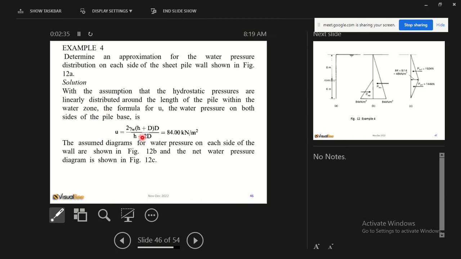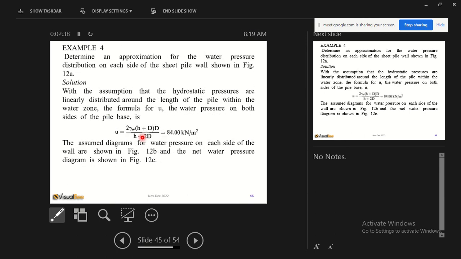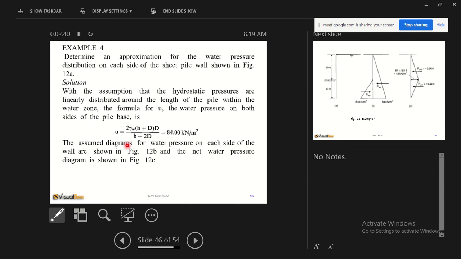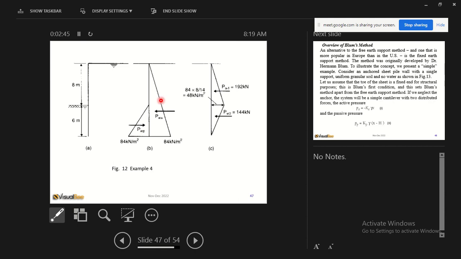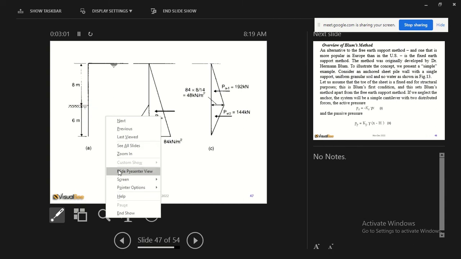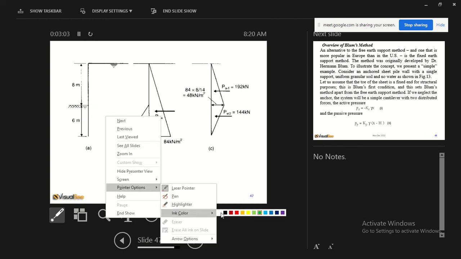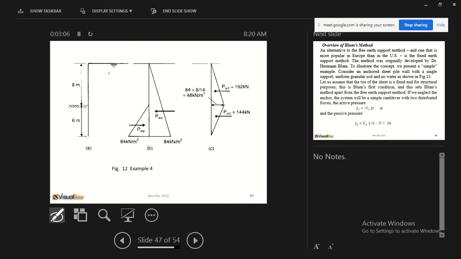So this is an assumption. This formula comes from the assumption the pressure, of course, is gamma times h, but the h is what? The z of the water. So gamma water times the height plus the penetration depth. All right. And when water flows, you can see water will flow here.